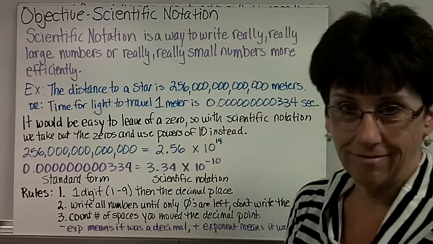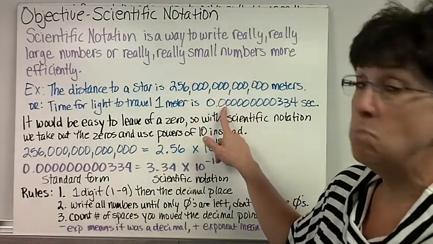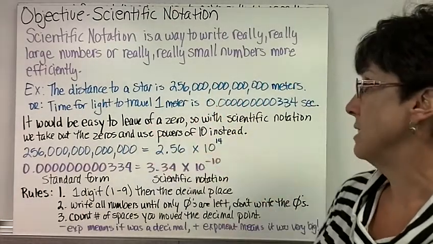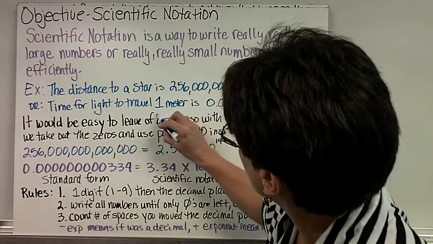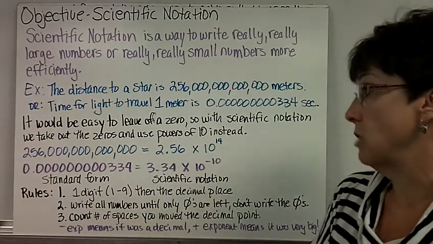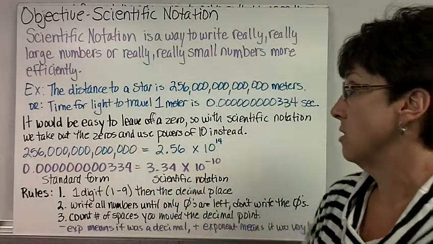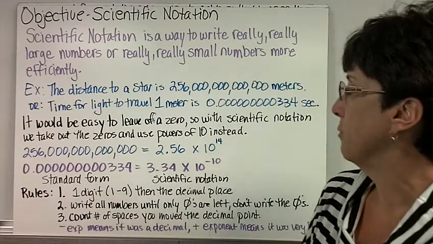0.00000000334 seconds. That's a really big number. That's a really small number. So it would be easy to leave off a zero. So with scientific notation, we take out the zeros and use powers of 10 instead. Makes it a lot easier.